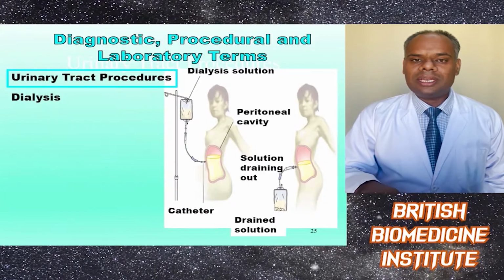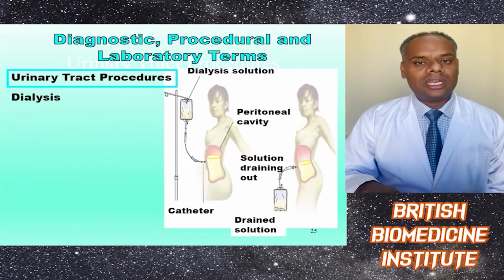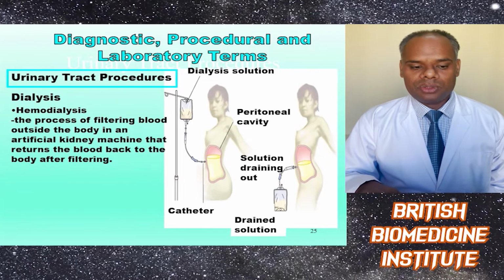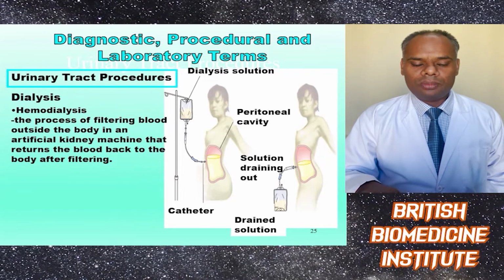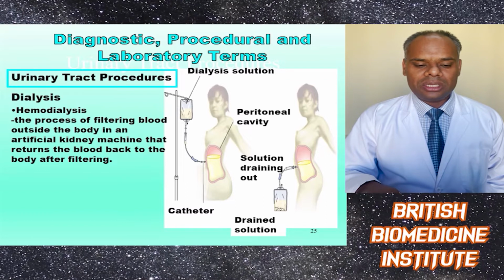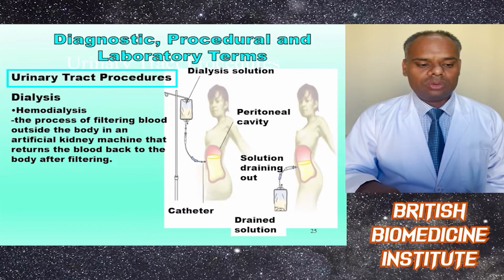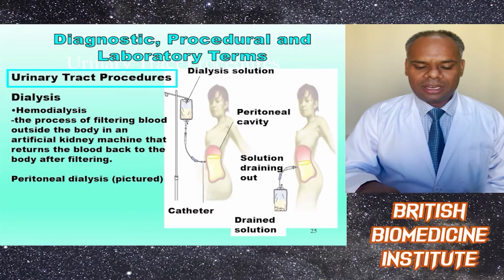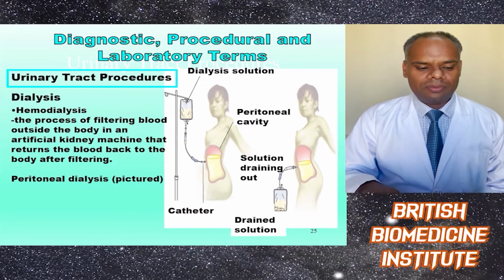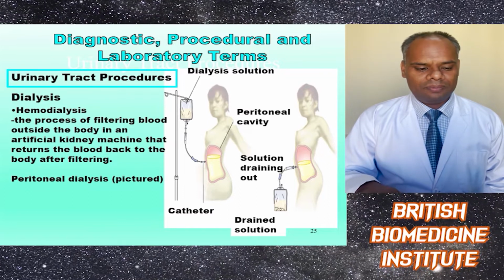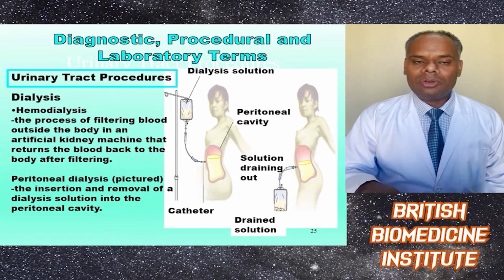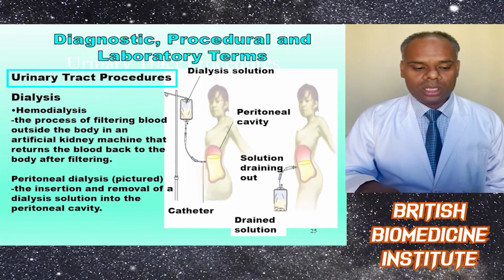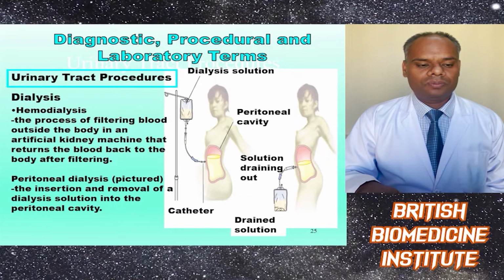Now comes the urinary tract procedures. Patient can undergo dialysis. It can be hemodialysis. Basically, it is a process of filtering blood outside the body in an artificial kidney machine that returns the blood back to the body after filtering. In the picture, peritoneal dialysis is being conducted. In peritoneal dialysis there will be an insertion and removal of dialysis solution into the peritoneal cavity.